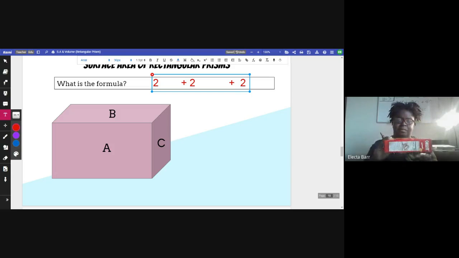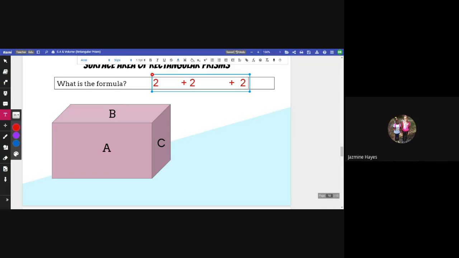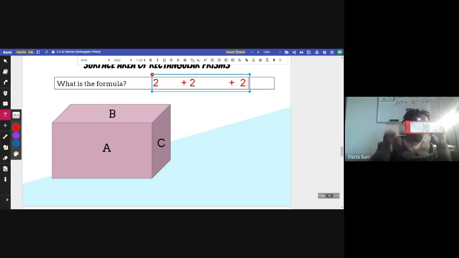I've identified the top and the bottom. I've identified the front and the back, and I've identified the left and the right side of my box or my prism. Okay. Any questions so far? No. Okay. So then let's go back to the idea of what were the 3 dimensions that we were multiplying when we were trying to find volume. We had the length, we had our width, and we had our height, right?